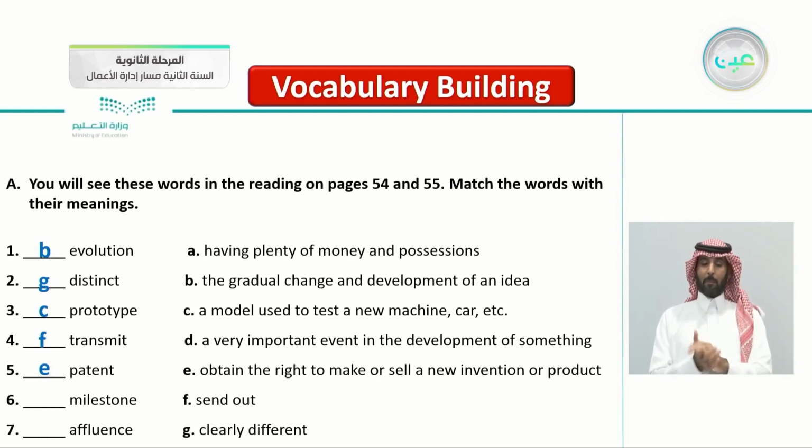What about number 6, milestone? Yes, it's the letter D, a very important event in the development of something. What about the last one, affluence, number 7? Yes, it's the letter A, having plenty of money and possessions. So affluence means having plenty of money and possessions, like maybe cars, houses, maybe yachts. Why not?